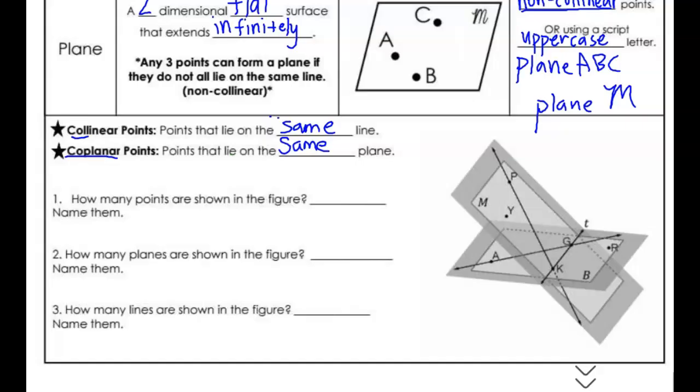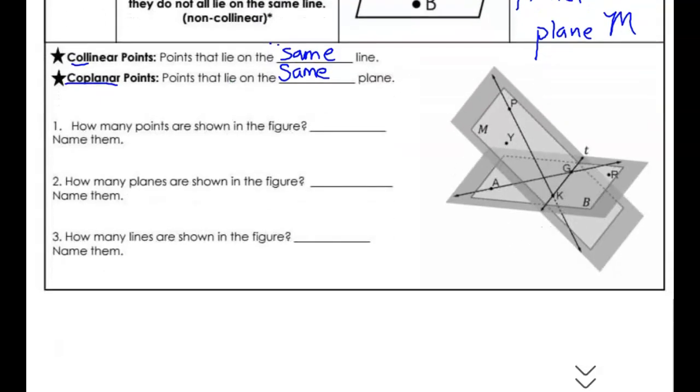How many points are shown in the figure? And name them. So, how many points do you see? Points, not letters, points. How many? 7. I hear 5 and 7. 8. 6. Raise your hand 5. 6. Raise your hand 6. Raise your hand 7.